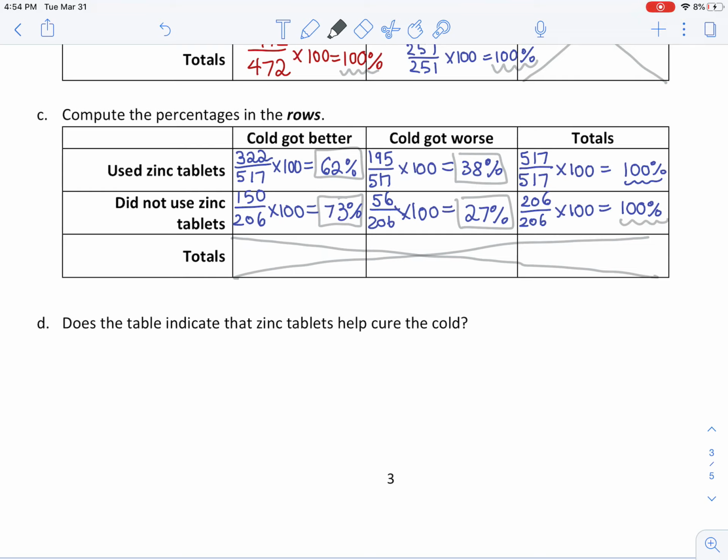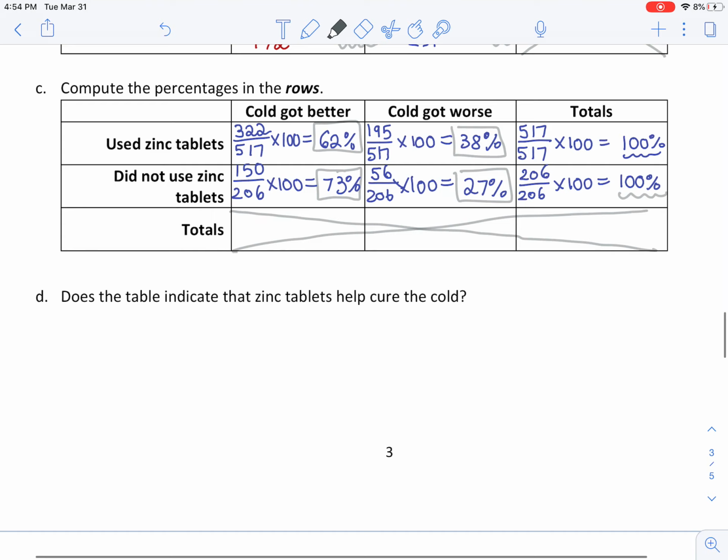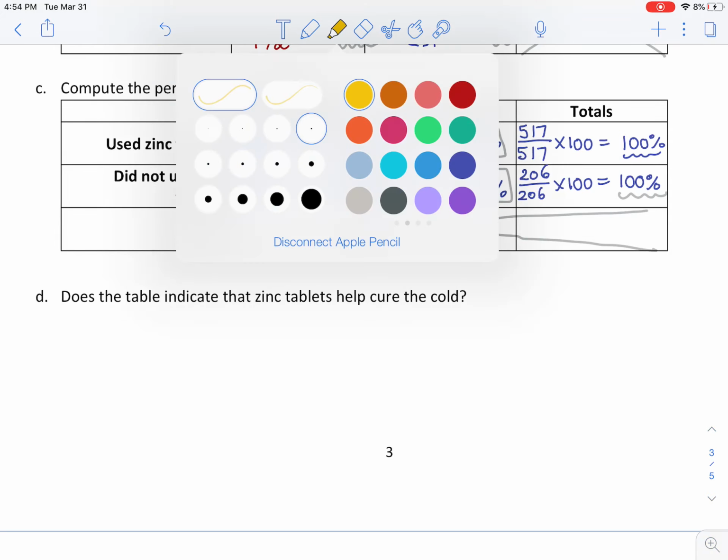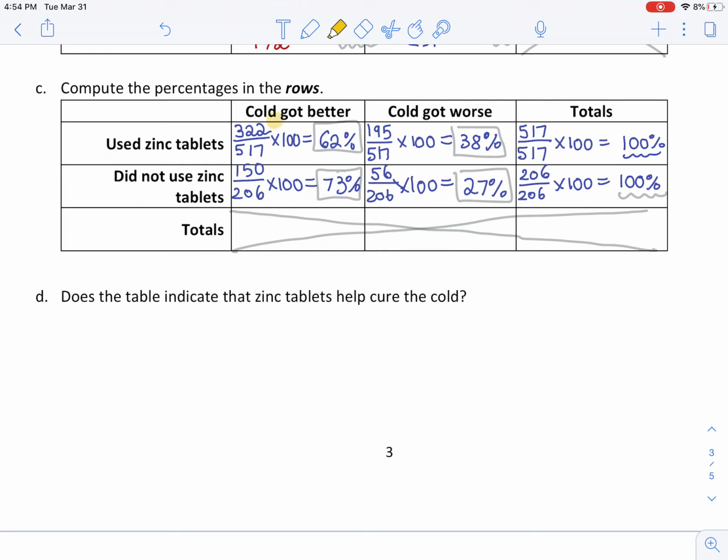So we are good. So that's how you find the total table percentages, the percentages in the column table, and the percentages in the rows table, okay? Now, let's figure out the very final question. They're asking, does the table indicate that zinc tablets help cure the cold? And let me help you with this one because this can be a little bit tricky. I'm going to ask you to highlight two numbers here, okay? Take a look at this number, and this number, and compare them for me.